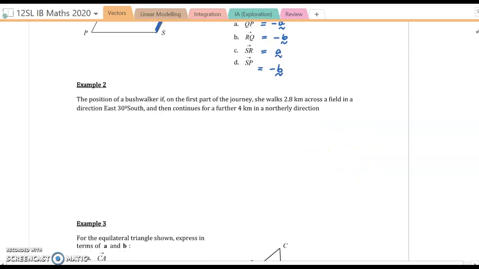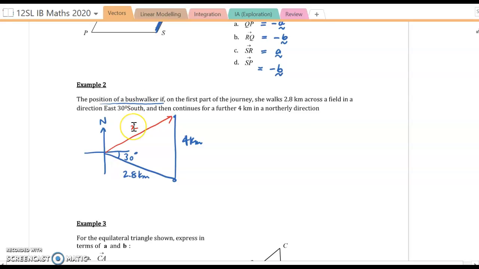Now, in this example of a bushwalker, you can pause the video and read it first, but I'm just going to jump straight in. We've got my north, south, east, west. They are moving east 30 degrees south for 2.8 kilometers, and then they're moving north for 4 kilometers directly. So they're asking, where's the position of the bushwalker? They're essentially asking, what is this final vector, which I'll call X.